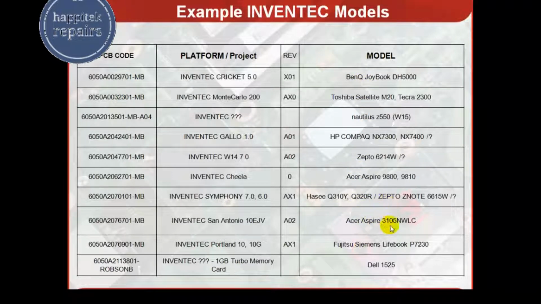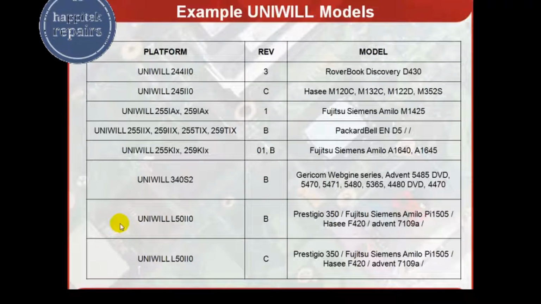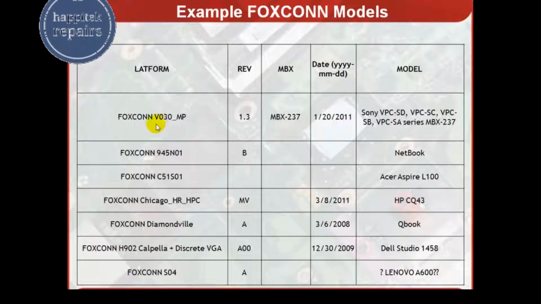These are the models, Acer Aspire 3105, it will be written like this. In Uniwell, it will be written Uniwell 340. You will find very few Uniwell motherboards. Then also, it may be manufacturing for HP, Packard Bell, Fujitsu, Hasim like that. Foxconn also manufactures for Sony, Acer, Netbook, HP; these are the models supplied by Foxconn.